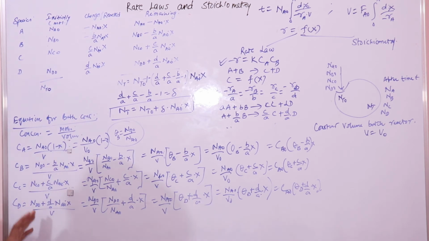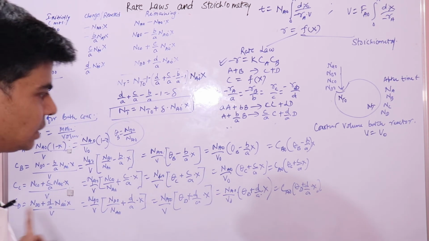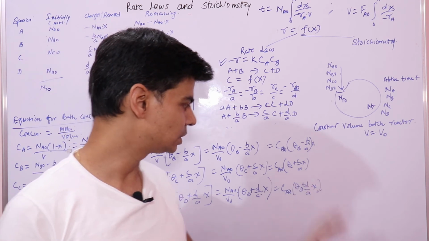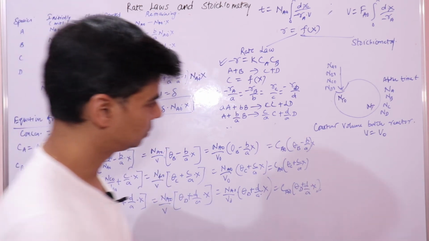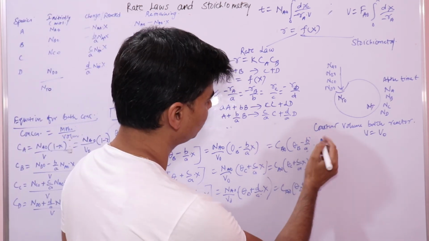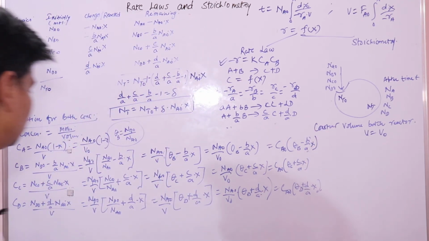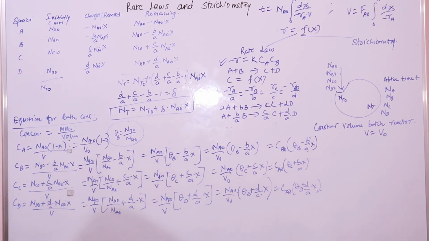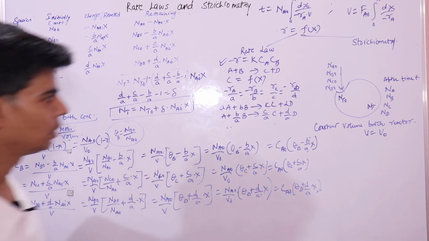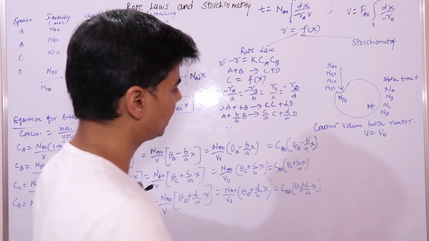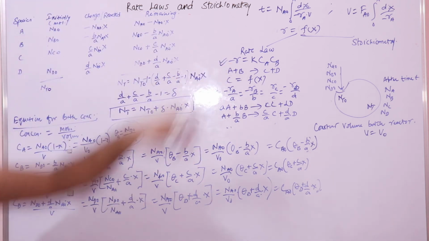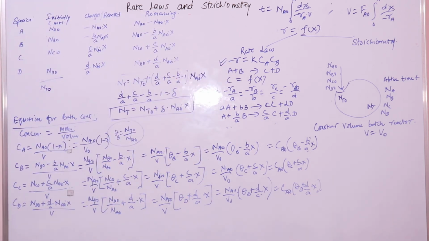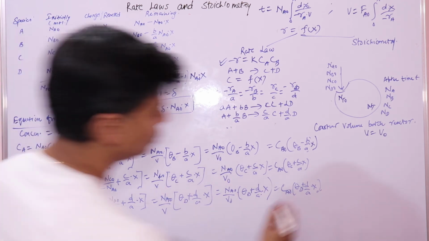So we have defined concentration in terms of conversion X for all the reactants and products, right? And this is what we want. Now if you look at this equation again, this rate law, we'll use the rate law to define it.